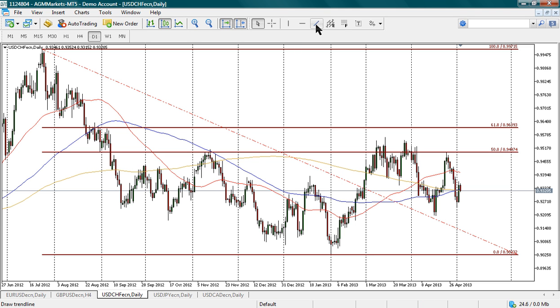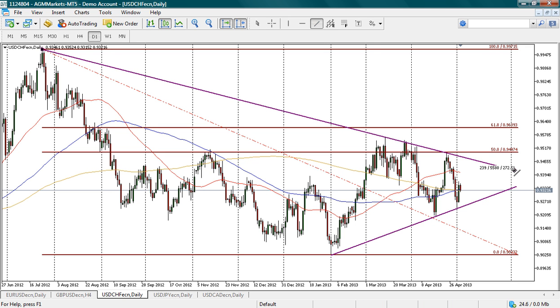Also, we have a trendline support, which is technically holding with a nice sort of daily reversal candle there as well. But you also have a trendline resistance here as well. So it's quite choppy at the minute. The bears are trying to hold it off the 50% and the bulls are trying to support it off of the trendline support. So that's what's going on, in my opinion, on dollar Swiss.